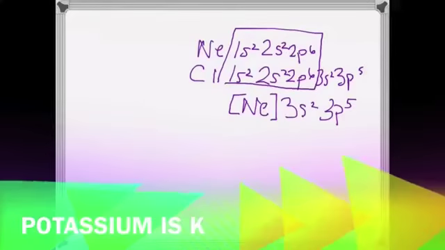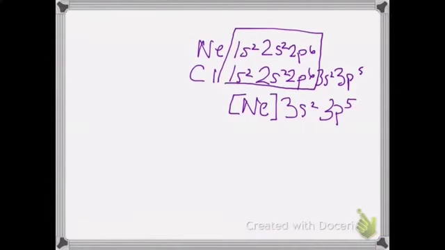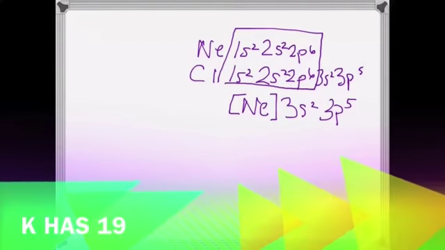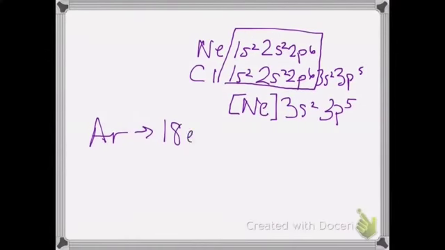Okay, so let's try another one. Potassium. Potassium has just a couple more electrons than chlorine did. So what is the next noble gas right before we have potassium? Argon, Ar. How many electrons does argon have? 18. How many electrons does potassium have? 19. So since argon has 18 electrons, argon is going to count for the first 18 electrons. How many electrons does potassium have past argon? Just one more.